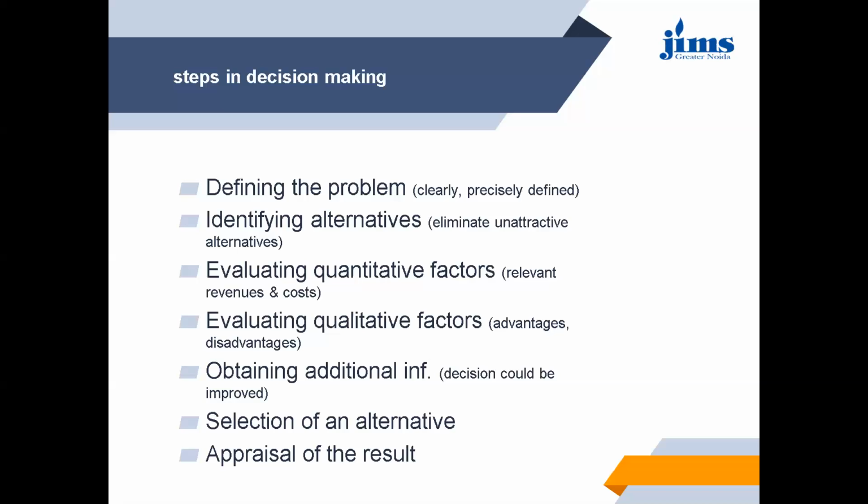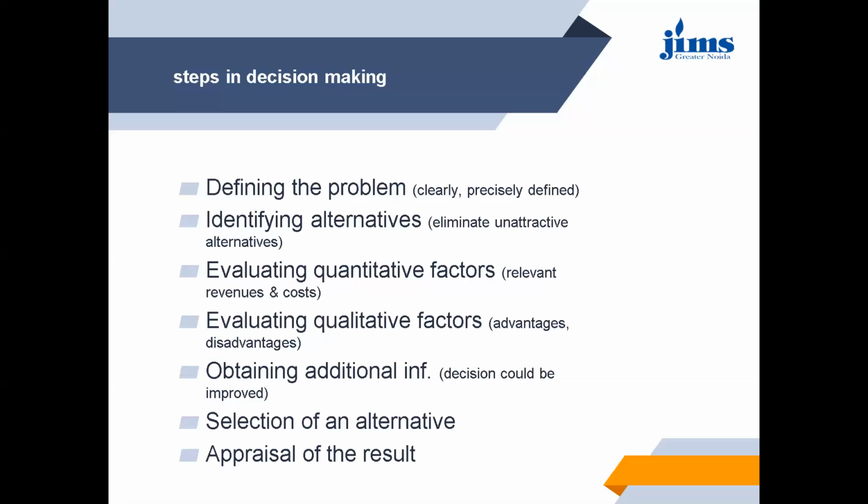In the next step, the company has to select the best alternative. So after weighing the pros and cons of each alternative, we have to select the best alternative which is at least cost or gives maximum returns. And at last, the result has to be appraised.